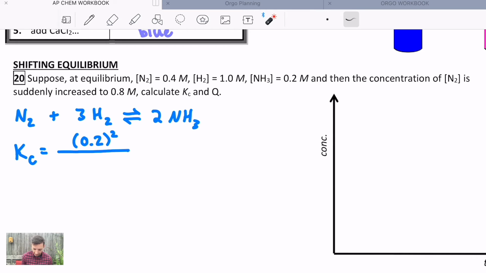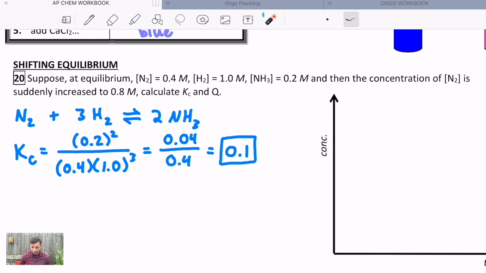And then divided by the nitrogen concentration, that's 0.4. And then divided by the hydrogen concentration, which is 1. Don't forget to cube it because of the coefficient of 3. Without a calculator, we should be able to get those numbers. That becomes 0.04 divided by 0.4. That's just a tenth. So K for this reaction at some temperature, I suppose, is 0.1. Not particularly small, not particularly large, actually. So substantial amounts of both species, reactants and products, all three species really, at whatever temperature we're talking about.